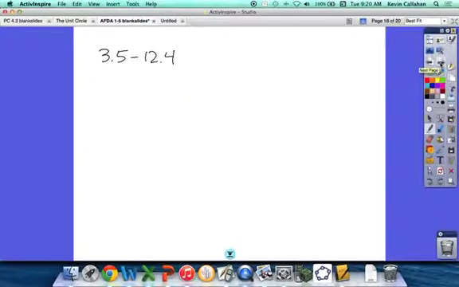How about 3.5 minus 12.4? Change it to an addition. 3.5 plus negative 12.4. I mean, that's the definition of subtraction. I think most of the time you'd be given this and actually want to go backwards like that. But is this going to be positive or negative? Negative.